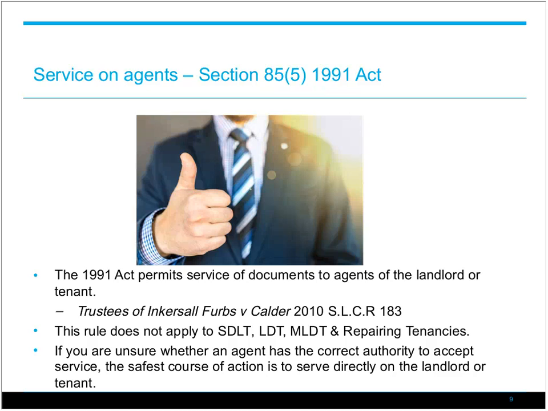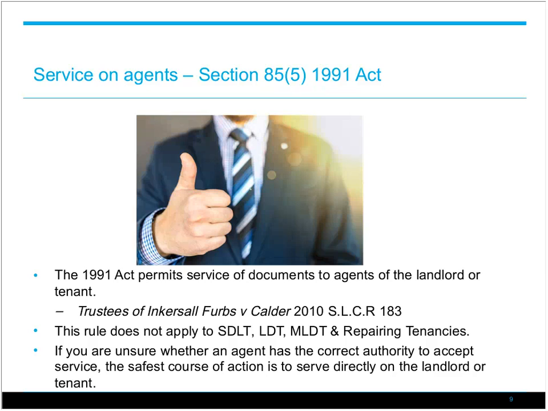And that's because Section 85, subsection 1 of the 1991 Act provides that anything which by or under this Act is required or authorised to be done by, to or in respect of the landlord or the tenant of an agricultural holding may be done by, to or in respect of any agent of the landlord or the tenant. Now that's a very helpful provision when dealing with secure tenancies regulated by the 1991 Act. So essentially what that provision does then is allow service of notices on agents of the landlord or tenant as opposed to directly on the landlord or tenant themselves.